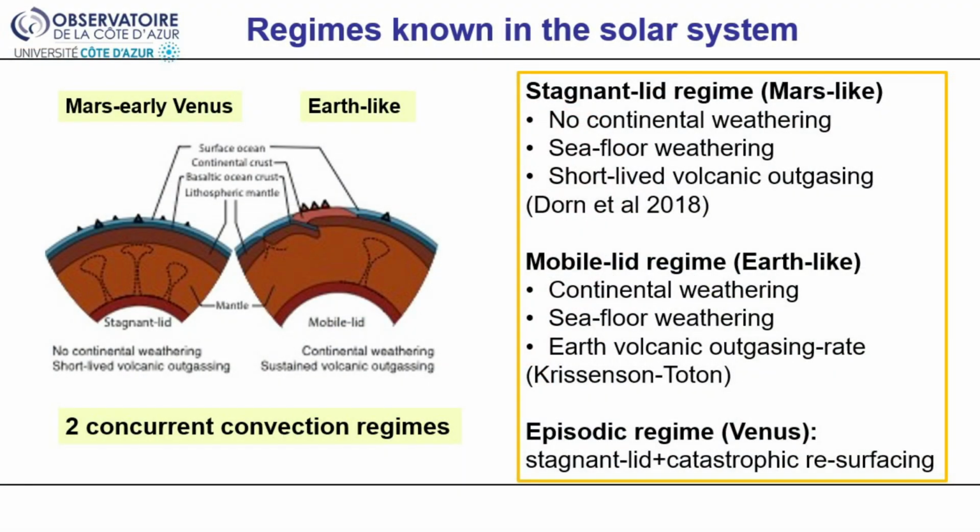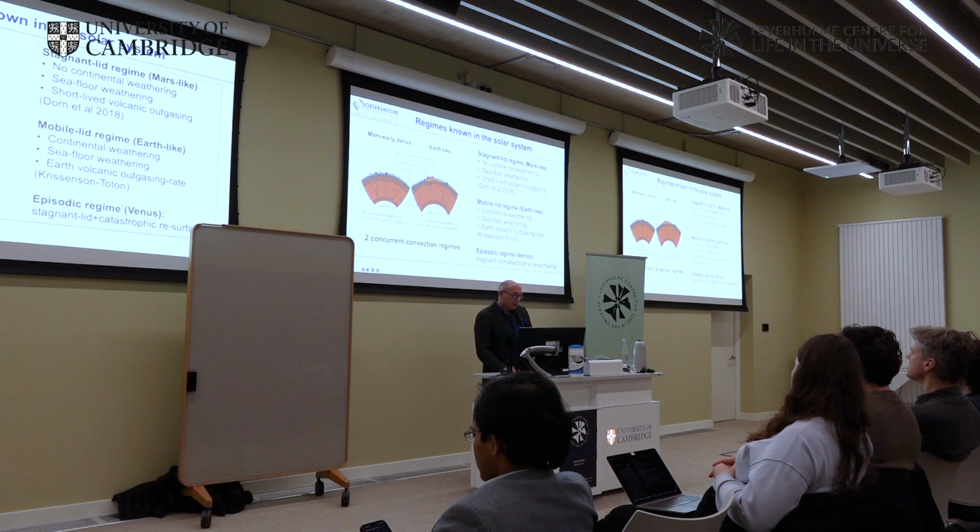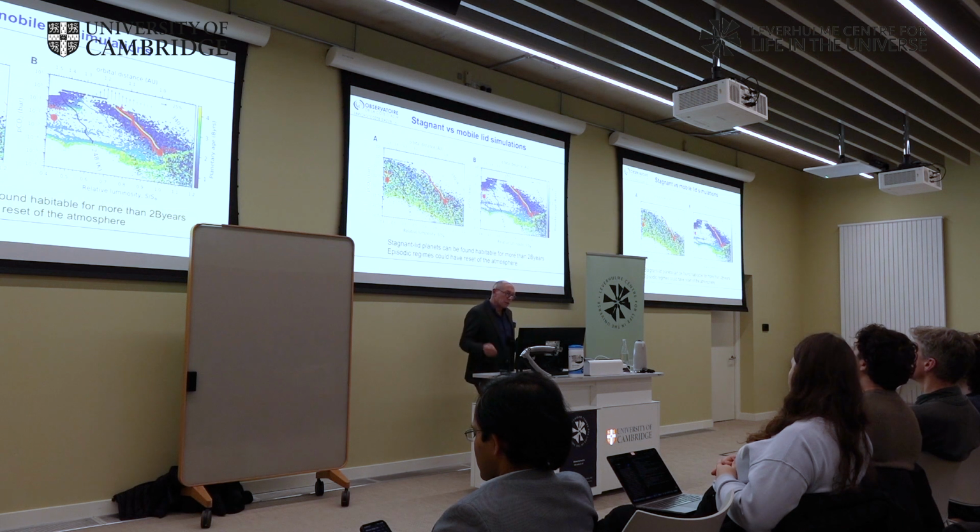And we compare that to the mobile lid regime, where indeed you have continental weathering because you have the continent rolling over, then you have fresh basalt coming into play, and then you can have continuous weathering. You have seafloor weathering, and that's parameterized. We know the Earth's volcanic outgassing rate. And of course, I'm not mentioning the Venus case, because Venus is in between. So we run thousands of simulations.